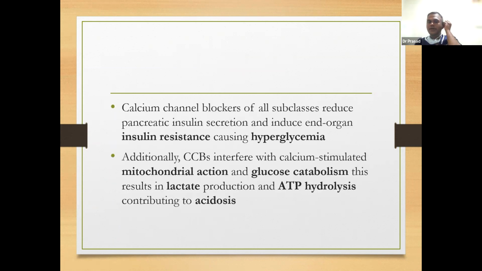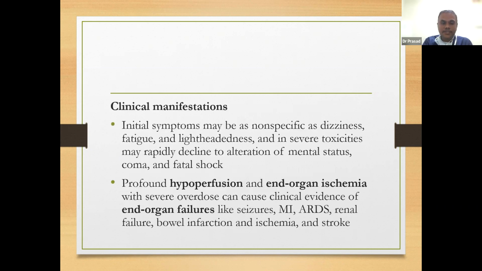Now, calcium channel blockers of all subclasses reduce the pancreatic insulin secretion and induce end organ insulin resistance, causing hyperglycemia. Additionally, calcium channel blockers interfere with calcium stimulated mitochondrial action and glucose catabolism. This results in lactate production and ATP hydrolysis, contributing to acidosis. We are discussing the calcium channel blockers now.